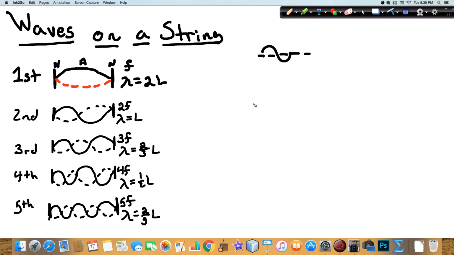So let's say that we have a string here, and let's say it's 2 meters long. So L equals 2 meters. And let's say we make the third harmonic on this. Let's see if I can draw the third harmonic. 1, 2, 3. And you know what? I'm going to make this a little shorter right here just to make sure.